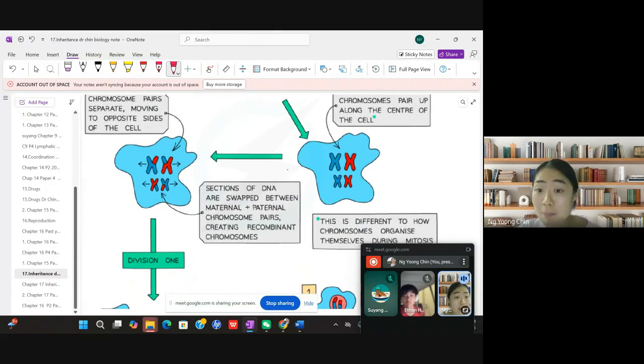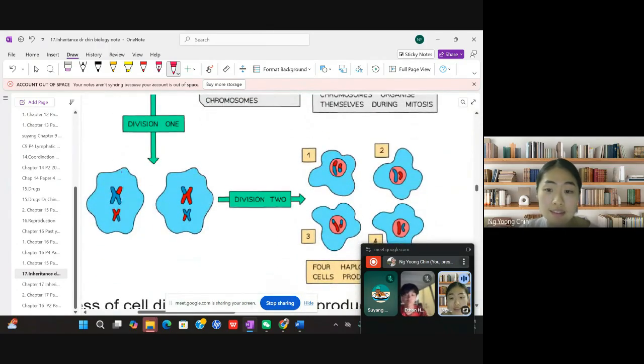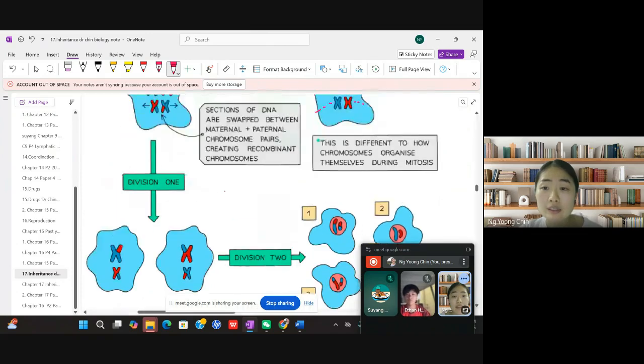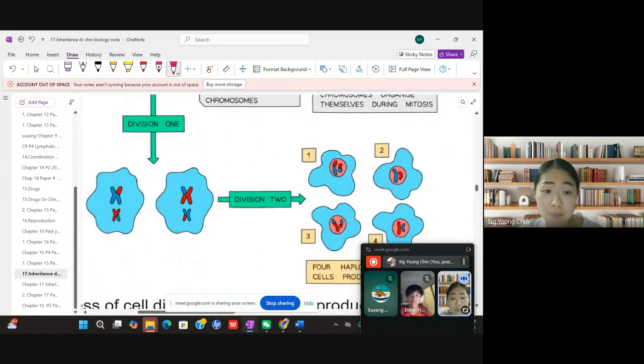So there will be spindle fiber here. Okay, here is spindle fiber. Separate them. So at the end, you become like this, like this. And then you separate them again. At the second stage, right, you are actually separating their sister chromatids. You separate here. Here is a sister chromatid.